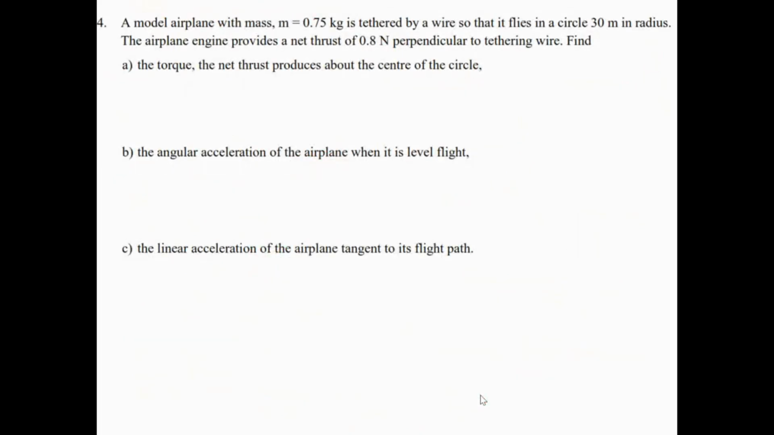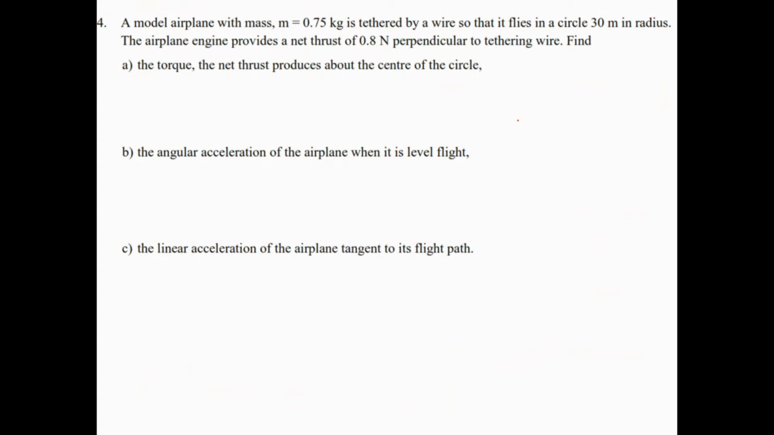What is given in the fourth question? A model airplane with mass 0.7 kilogram is tethered by a wire so that it flies in a circle 30 meter in radius. The airplane engine provides a net thrust of 0.8 Newton perpendicular to the tethering wire.